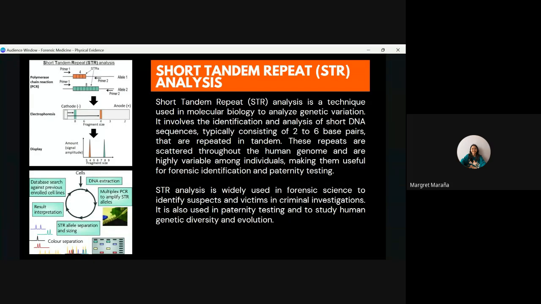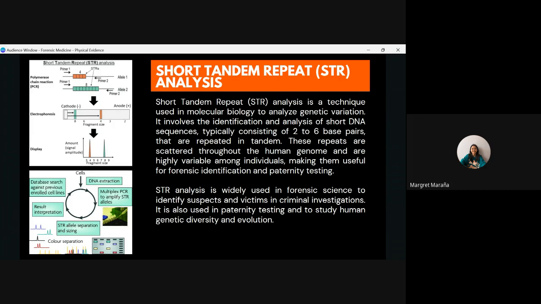And the next is, sa specific regions ng ating DNA na may STR sequences of interest, ang gagawin sa kanya, i-amplify siya using a technique called PCR or polymerase chain reaction. This amplifies the amount of DNA present in these regions, making it easier to detect and analyze. Ang meaning nito is, yung amplify is, pinaparami niya yung DNA na may STR sequences para madali natin siya ma-detect at ma-analyze.